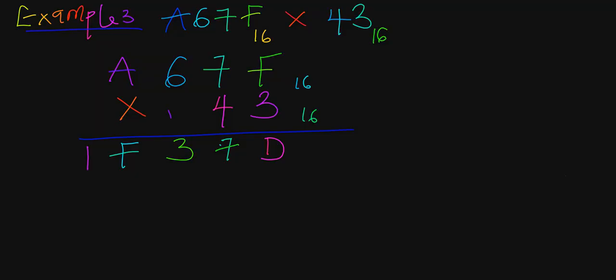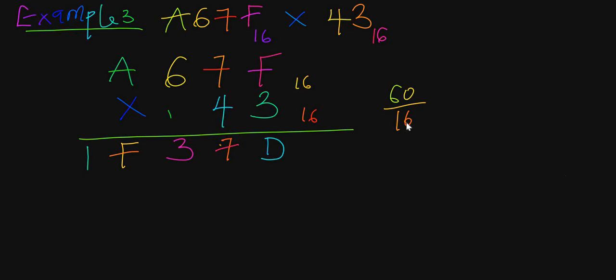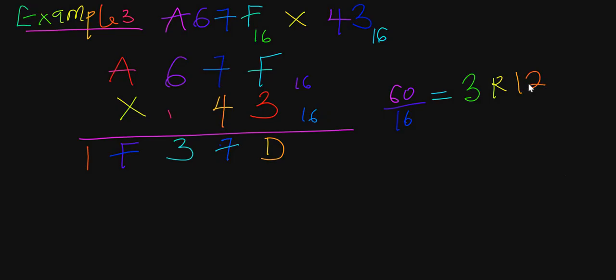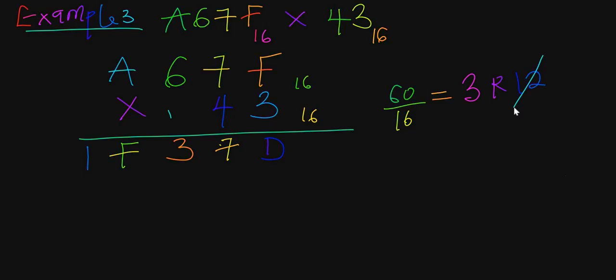So 60 divided by 16 is going to give us 3, of course. Why? Because 3 times 16 is 48. So when I remove 48 from 60, I'll be left with 12. So the remainder is 12. So that means 60 divided by 16 is 3, remainder 12. I won't write 12. Don't forget, C is representing 12. So I'll write C, and I'll keep 3.